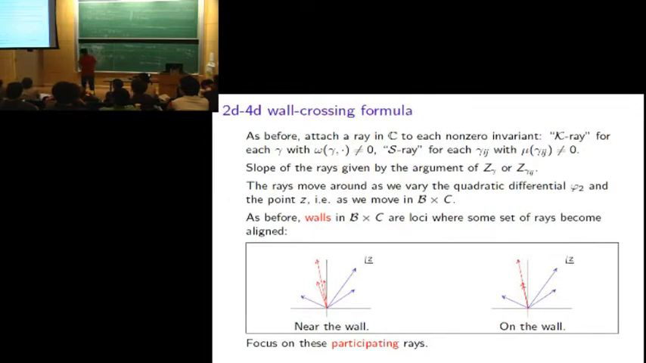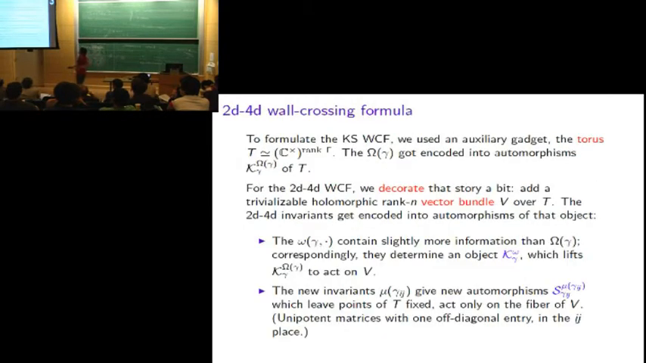As we vary our parameters, these rays are moving around. And as before, the walls will occur when some rays become aligned. Let's focus on the rays that become aligned. Now, to formulate the wall crossing formula I told you before, we used this little auxiliary gadget, which was a torus, C star to the rank of gamma. And the omega of gamma got encoded into some automorphisms of that torus. For the 2D-4D wall crossing formula, we have to extend that formula, but just a little bit.